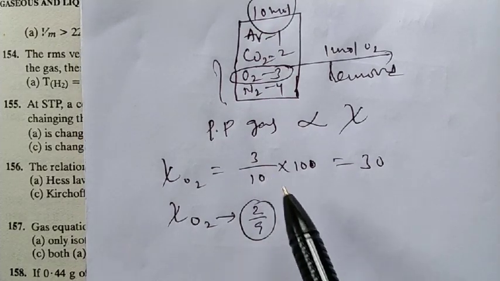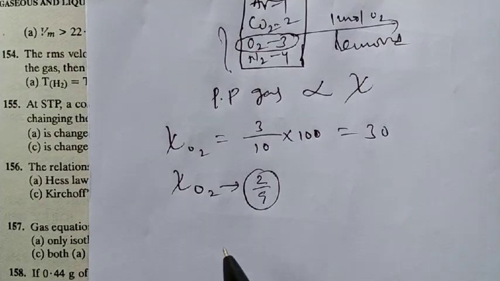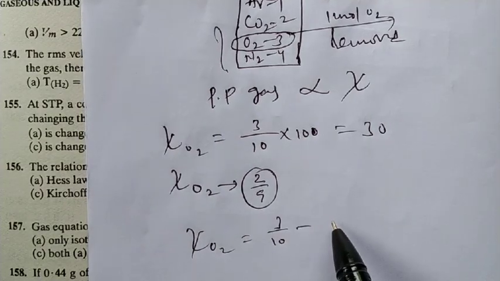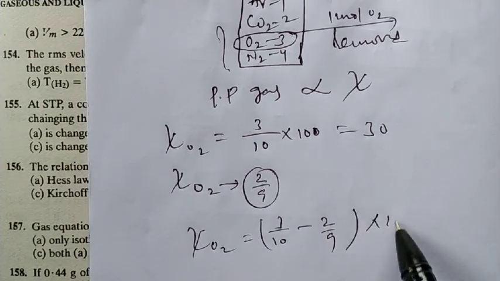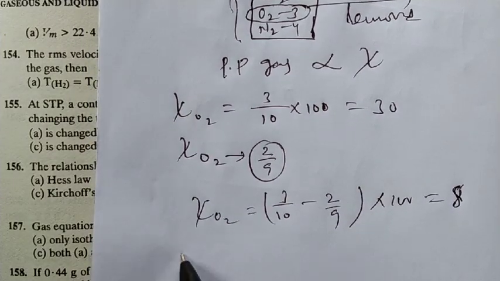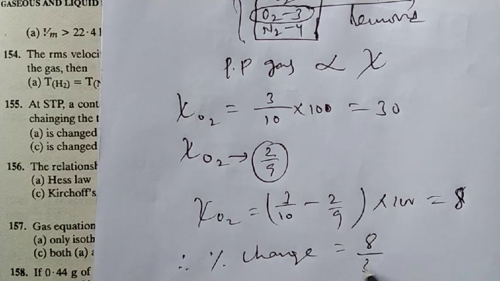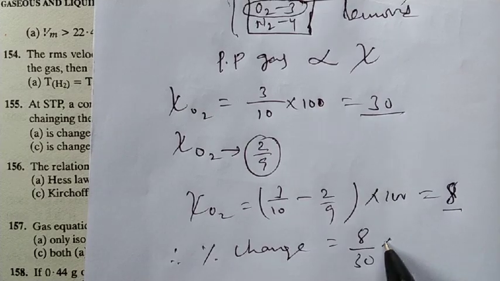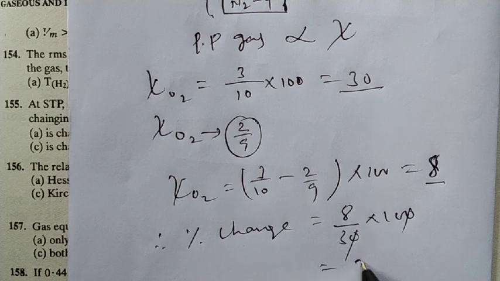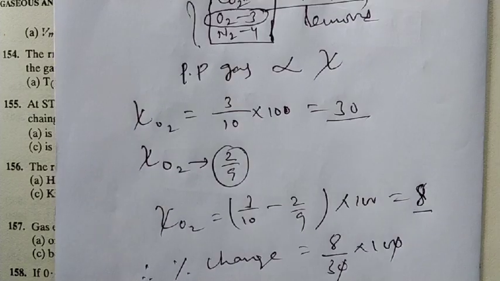Initially 3, they removed 1. That is why here 1 decreased, and here also 1 decreased. Then what is the change? The change in mole fraction of O2 equals 3 by 10 minus 2 by 9. For flexibility, multiply with 100. If you simplify, you will get 8. Is it okay? Therefore, percentage change equals 8 by 30, final 8, initial 30, into 100. If you simplify, you will get 26 percent. Is it okay?